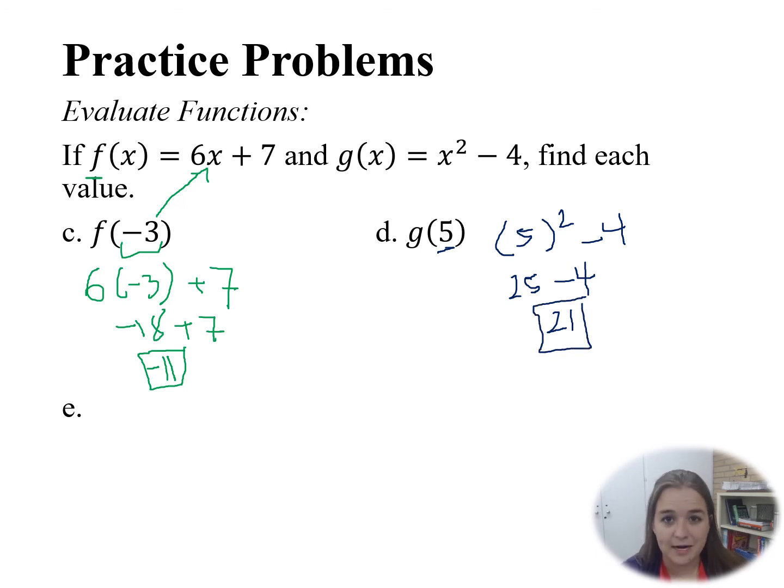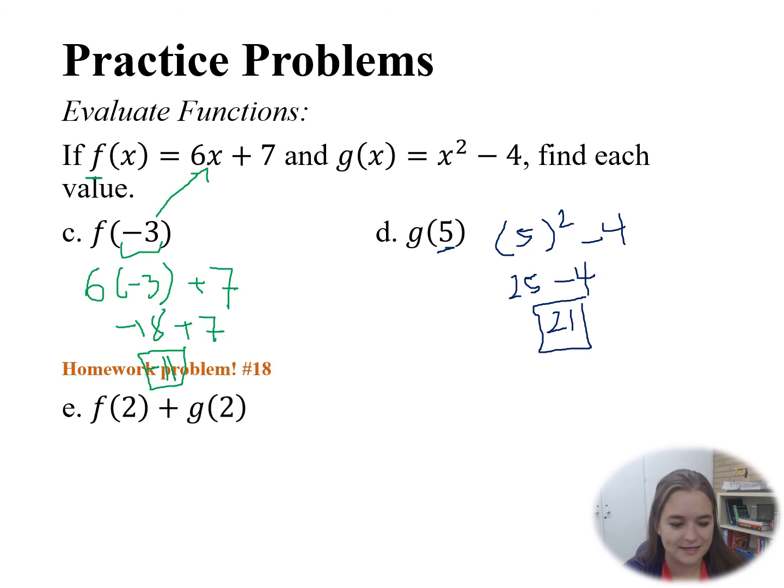Now for my last practice problem, it's going to be a little more challenging, and this one actually comes straight out of the homework. This is number 18. I want the function of f of 2 and g of 2. So I'm going to combine these two functions. F of 2, well, that tells me I have, let's erase that. There we go. For my first one, I'm going to plug in 2. So I have 6 times 2 plus 7.